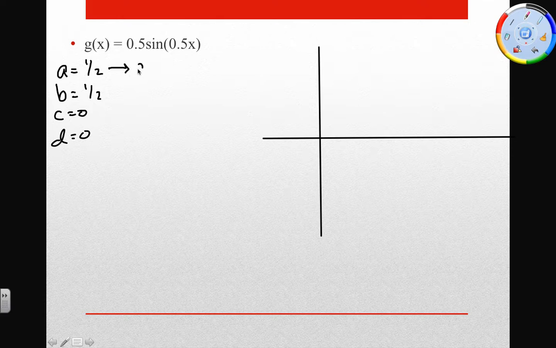So this tells me my amplitude is 1/2, which means I need to go, let's just go up to 1, so we can put in the 1/2, so it looks a little bit different here. We'll go down to -1, and we'll put in the 1/2. My period is 2 pi over 0.5, which is 4 pi.